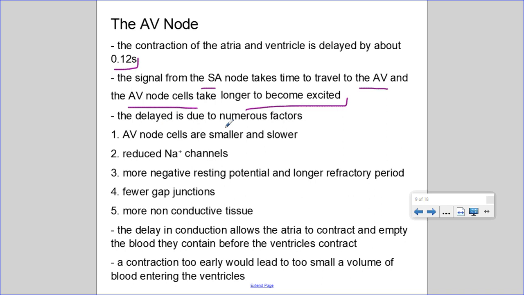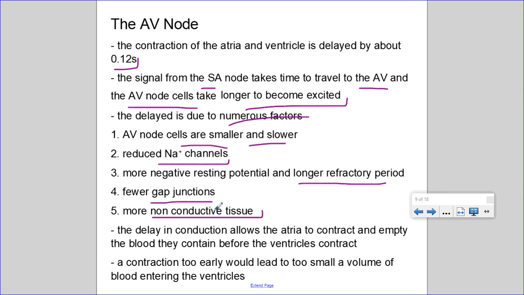The delay is due to a number of factors. The atrioventricular nodes are smaller and slower because there are reduced sodium channels. That's part of the reason why they're slower. And they have a greater negative resting potential and a longer refractory period. There are also fewer gap junctions, which basically all leads to it being more non-conductive tissue, all taken together.